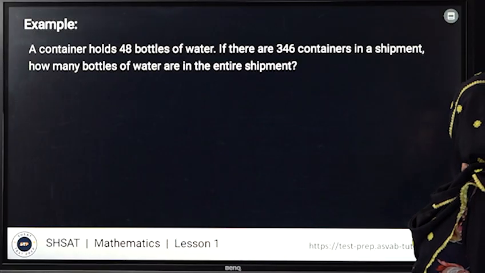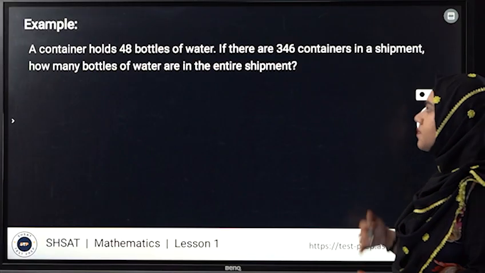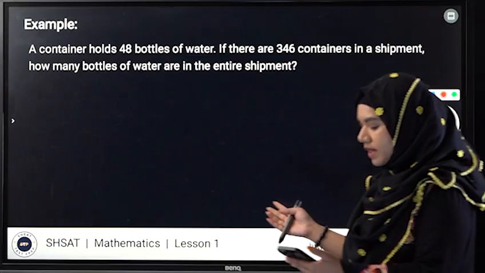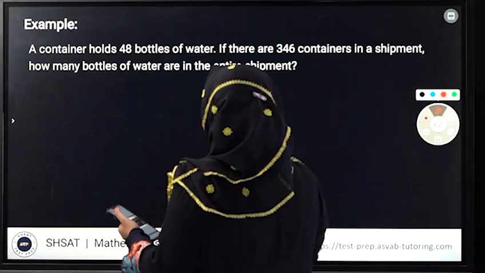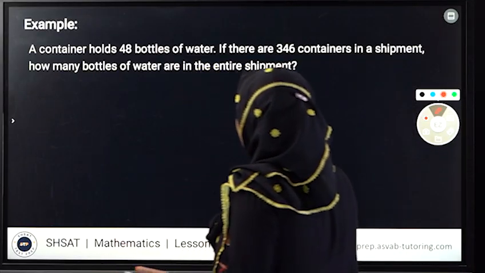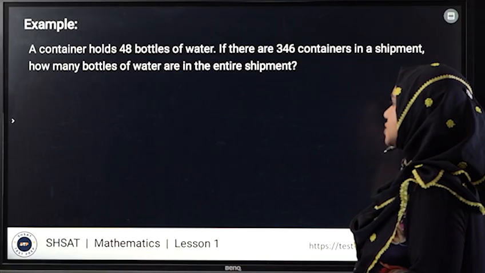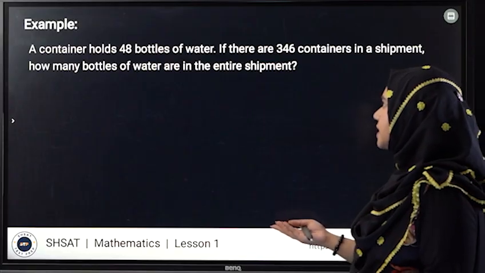Now, here's another example. So what if we find a word problem equation? What happens in that case? No need to worry. Most definitely, let's just look at the question first. A container holds 48 bottles of water. If there are 346 containers in a shipment, how many bottles of water are there in the entire shipment?